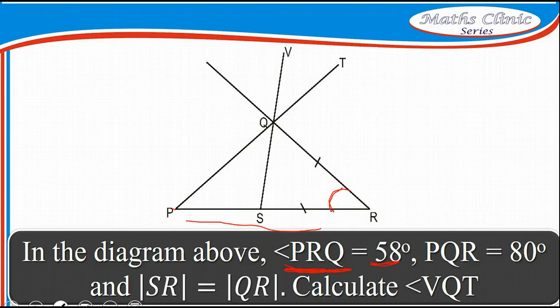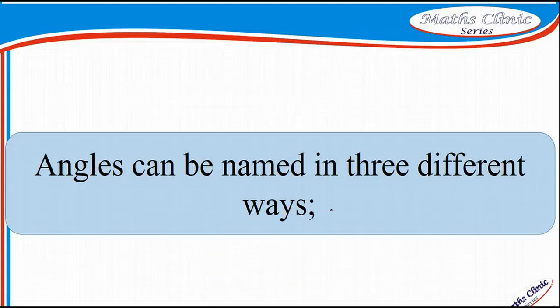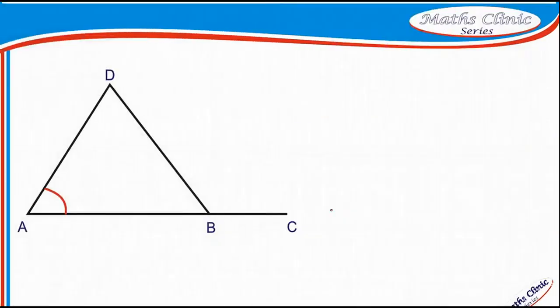So questions of this sort demand that you understand how to name angles, and when an angle is named, where we can locate that particular angle in the diagram is very important. So we want to learn more about that. Angles can be named in three different ways. That is the form of writing it. We can write angles like this.